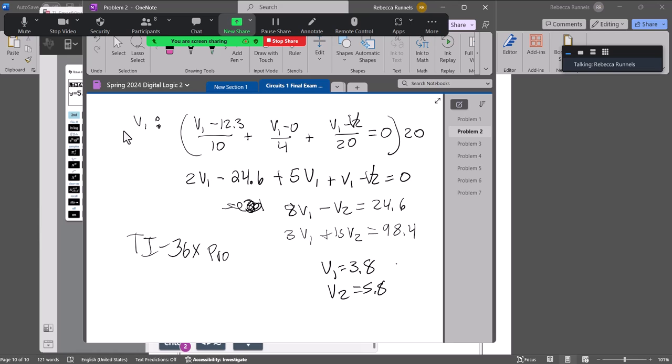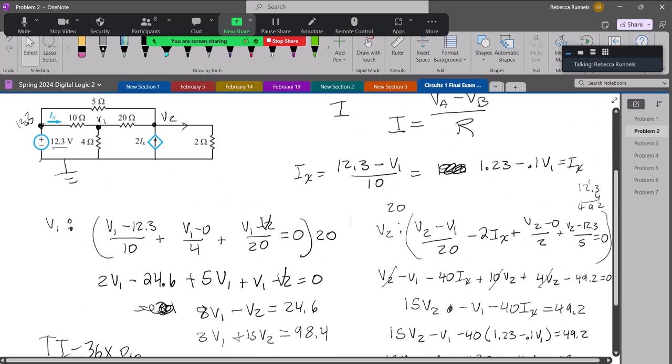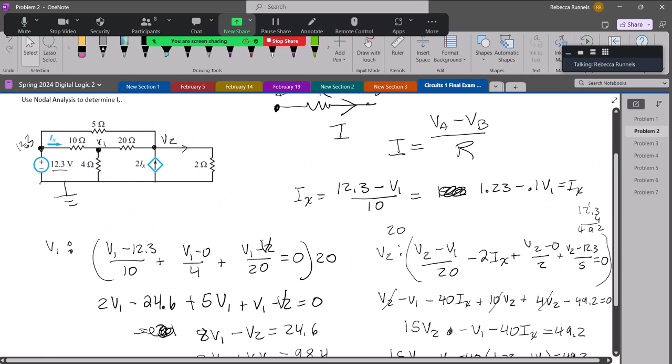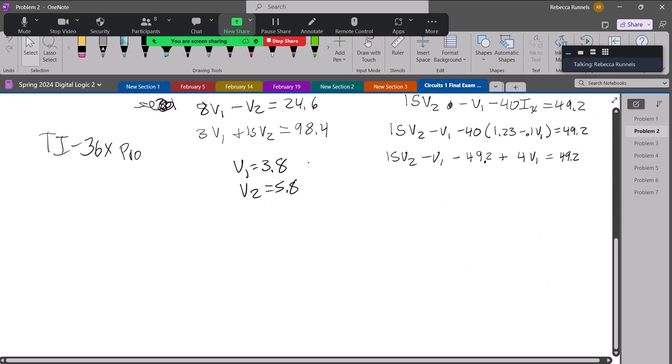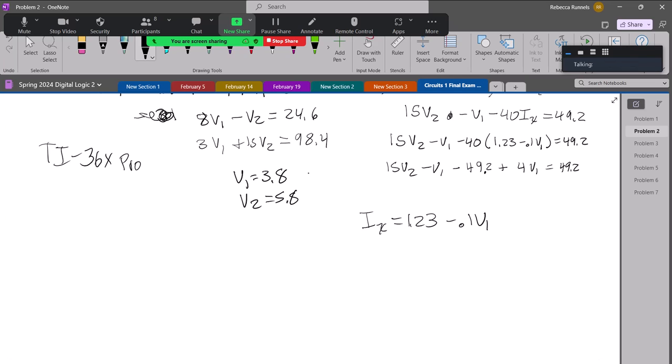And what did the question actually ask for? IX. So IX, we would just need to plug in for V1. So 1.23 minus 0.1 V1. It's 1.23 minus 0.38, 0.85 amps. Okay, any questions on that one?